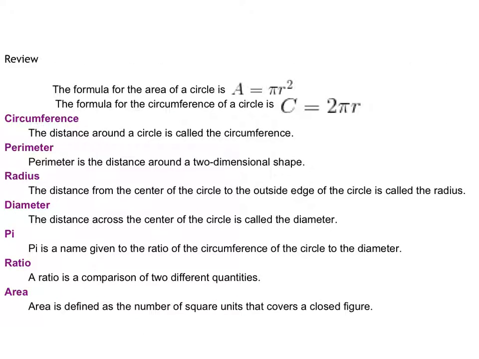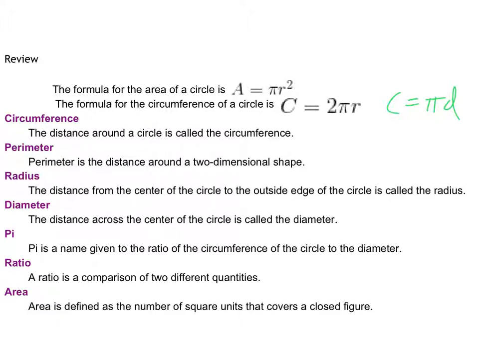So to review, the formula for area of a circle is A is equal to pi r squared. The formula for circumference is C is equal to 2 pi r, or C is equal to pi times diameter. The distance around the circle is called the circumference. Perimeter is the distance around a two-dimensional shape. The distance from the center of the circle to the outside edge of the circle is called the radius. The distance across the center of the circle is called the diameter.